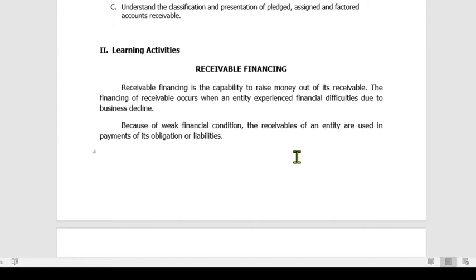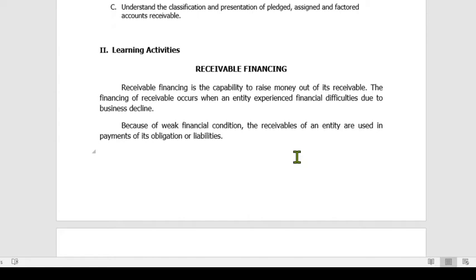So kahit na ikaw ay hindi nakakakolekta ng iyong receivable account, meron kang obligation to pay yung mga liability mo naman as an entity. So because of the delay in the collection of the receivables, mahihirapan kang bayaran ang iyong mga liability. And merong effect kasi kapag hindi mo nabayaran ang iyong mga liability accounts on time, ay pwedeng maapektuhan ng iyong credit standing in the business and financial community.